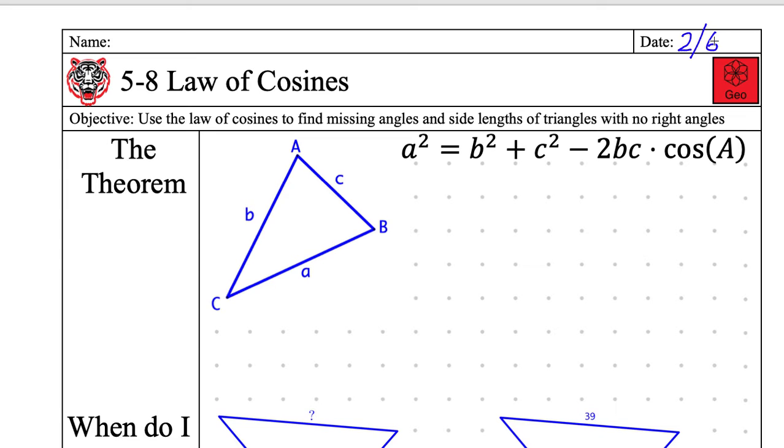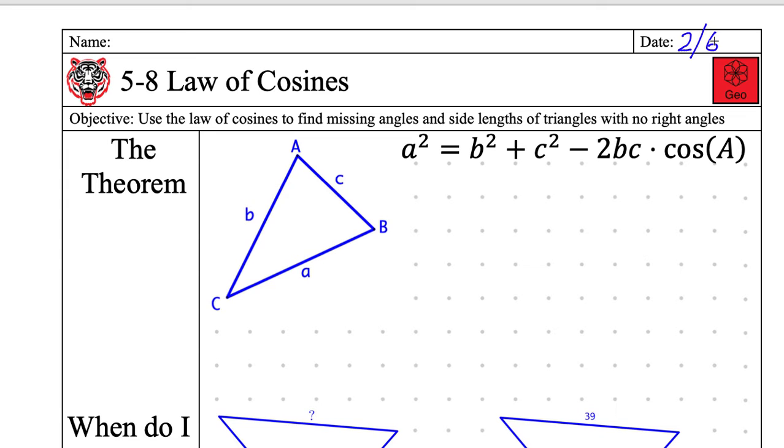So we have two kind of hard rules when it comes to non-right triangles. For the majority of geometry and future lessons in Algebra 2, Pre-Calculus, AP Calculus, we're going to be dealing with right triangles. This is that one weird time where we deal with non-right triangles. So if you ever see a non-right triangle in my class, think law of sines, law of cosines, you got a 50% chance of getting it right.